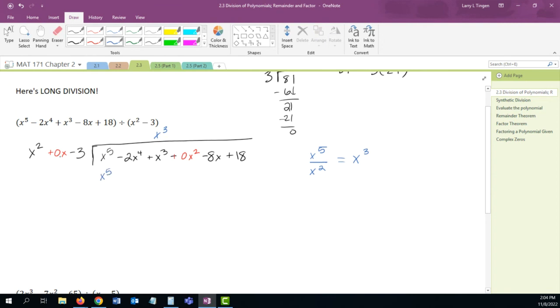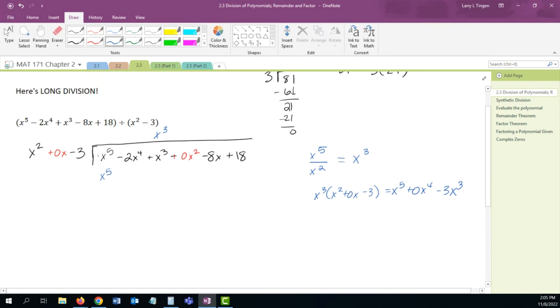Here's what I'm doing. I'm multiplying what I just found by the entire divisor. x cubed times x squared is x to the fifth. x cubed times 0x is 0x to the fourth. x cubed times -3 is -3x cubed.